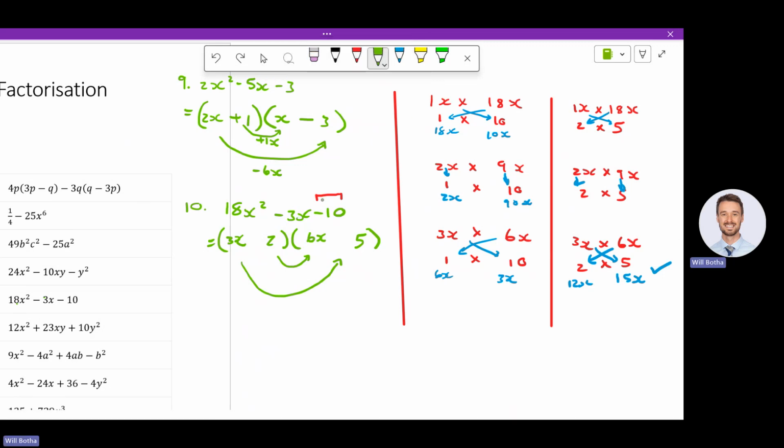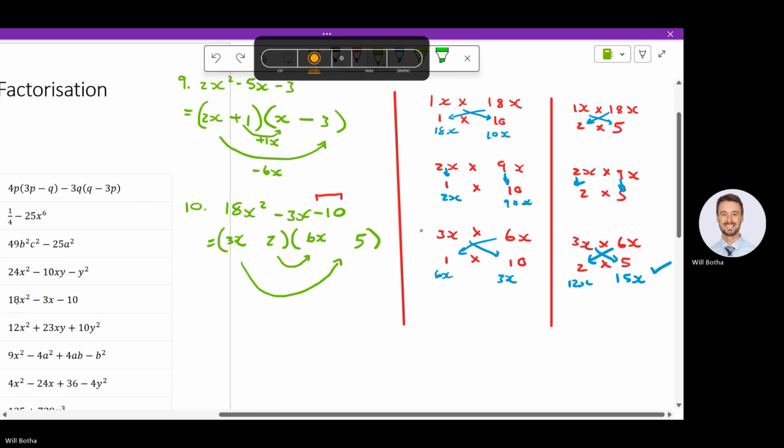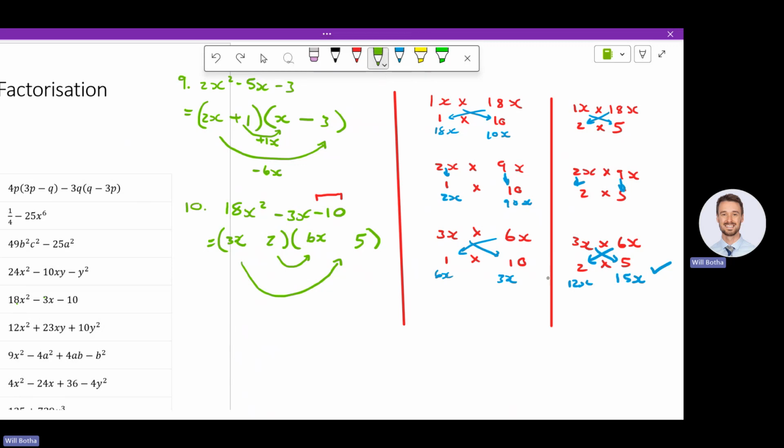Anyway, I know I have different signs, and I want a negative 3x. How do I use 12x and 15x to get negative 3x? I would have to have a positive 12x and a negative 15x. A positive 12x, so positive 2 times 6x, and 3x times negative 5. This would give me positive 12x and negative 15x. That would solve the middle term debacle.